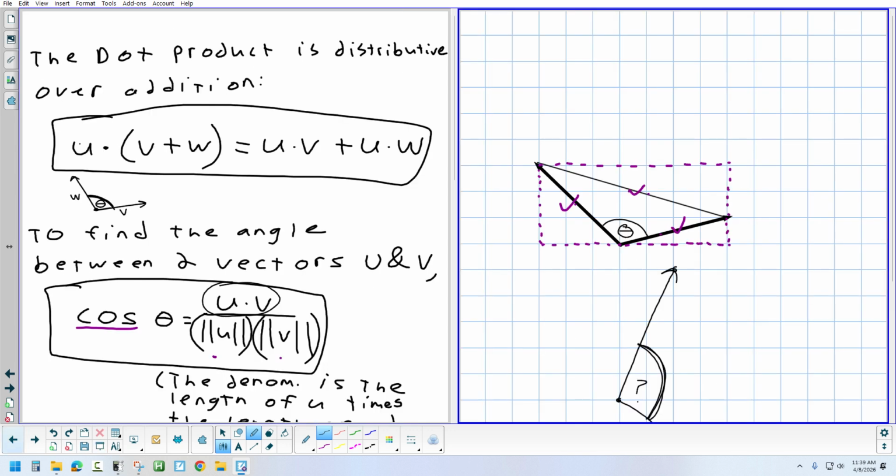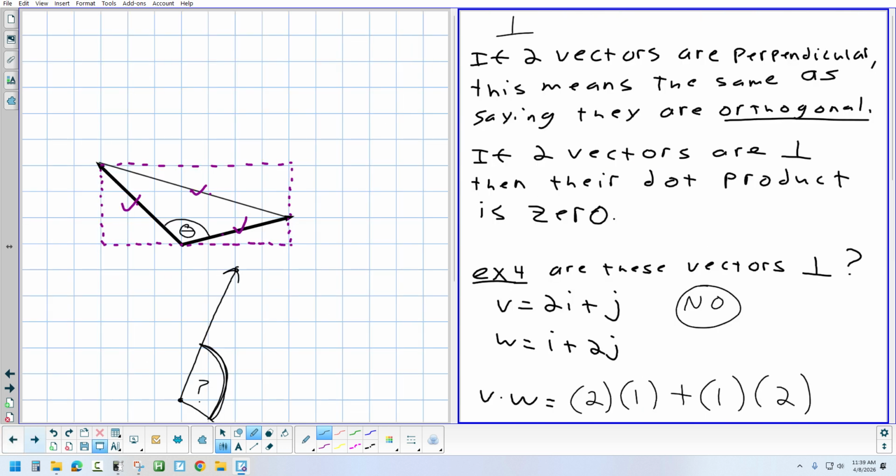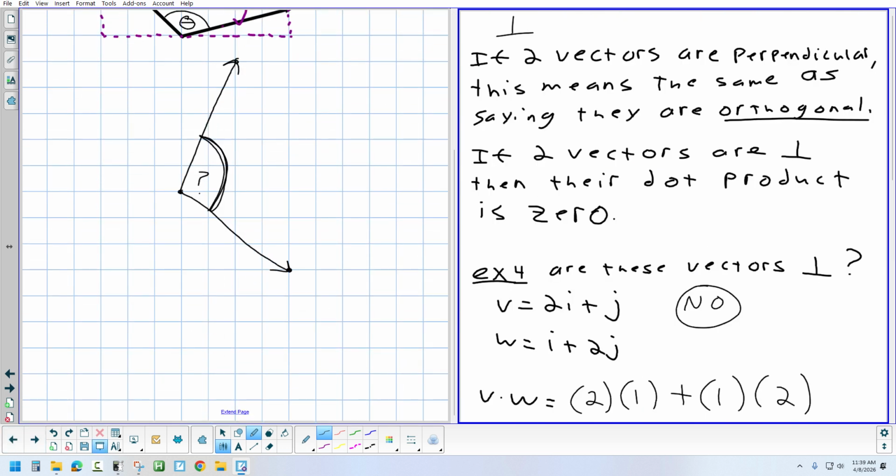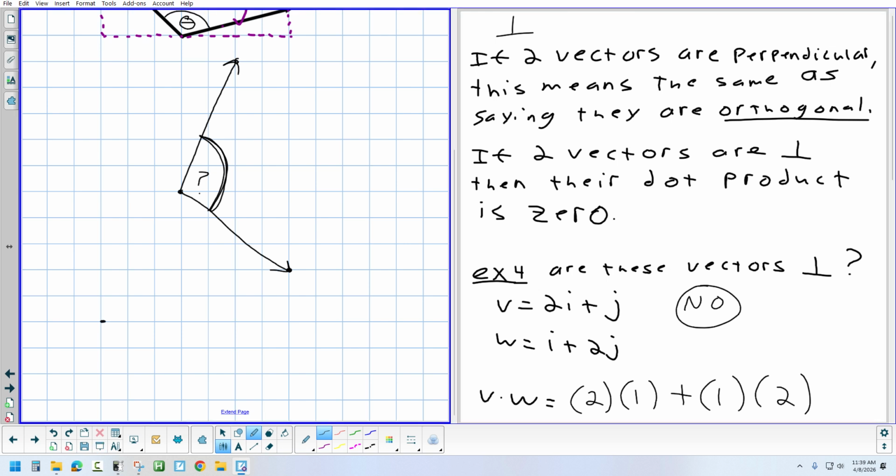And if you think about graphing them, they won't look like they meet at a 90. So the top vector is right 2, up 1. The bottom vector is right 1, up 2. Do those two vectors look like they make a 90-degree angle? No.